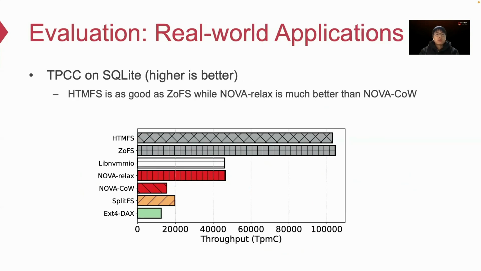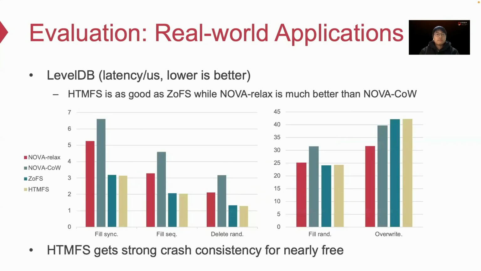Next are 2 real-world applications. The first is TPCC on SQLite. The figure shows the throughput of different file systems. We can see that HTMFS and ZeroFS perform best. HTMFS is as good as ZeroFS, while Nova Remix is much better than Nova Copy and Write. The next application is LevelDB. The figures show the latencies of different write operations. It proves the previous conclusion again that HTMFS gets strong crash consistency for nearly free.